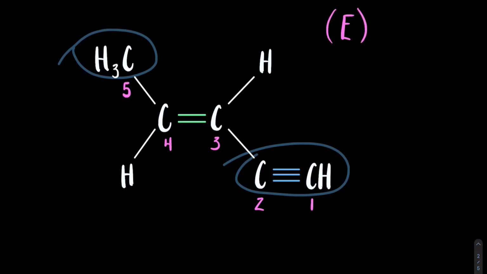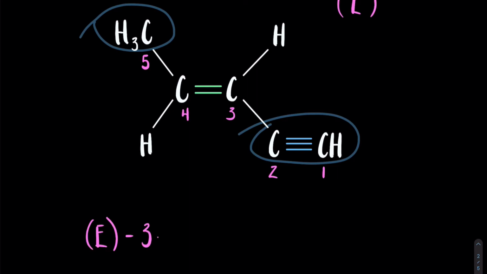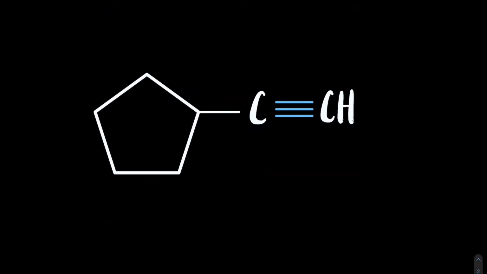Remember that when we name this. We've got E-3-penten-1-yne. So now let's take a look at this one. What do we have here? We have a cyclopentane, which will get the name cyclopentyl because it's a substituent, because the triple bond has priority.